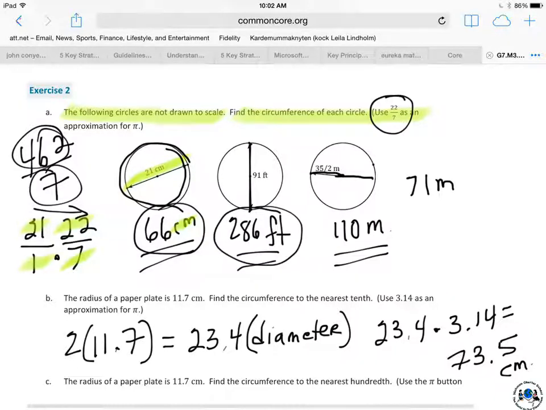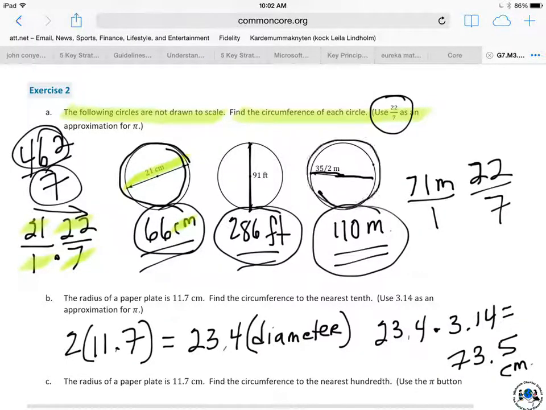And if you multiply that 71 meters by 22 over 7, you would have come up with 110 meters as the circumference of that circle. All these not drawn to scale. Please do remember your units in any answers that you put.